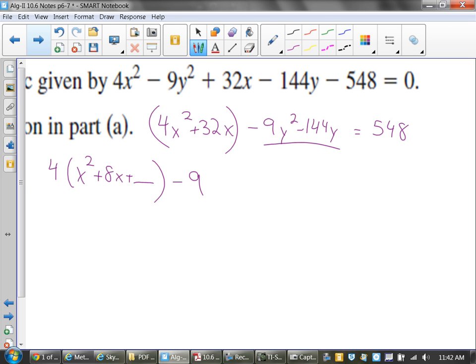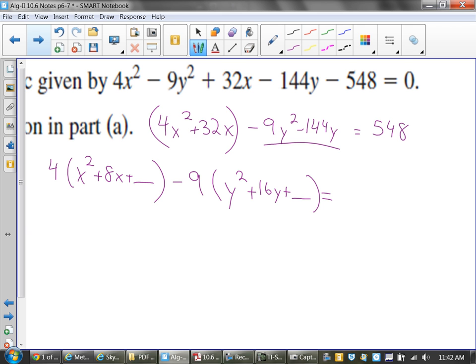Factor out the -9, same idea, y squared plus 16y plus blank equals. Again, the reason I took out the -9 is because it said -9y squared. I'll take the -9 out, it works out just the same. Oh, we're doing both of them at the same time? Yep.